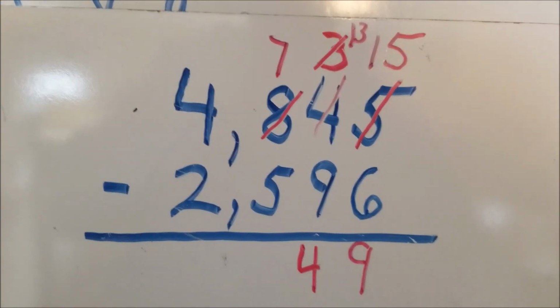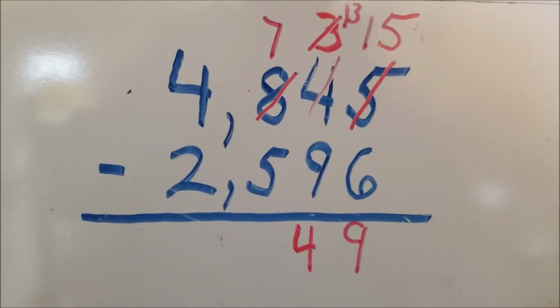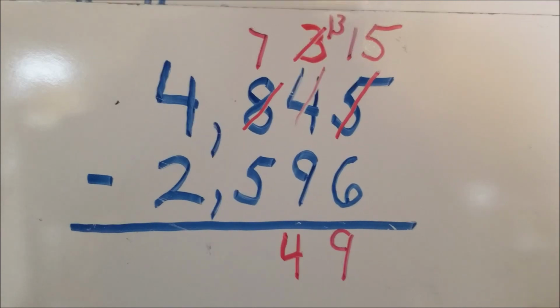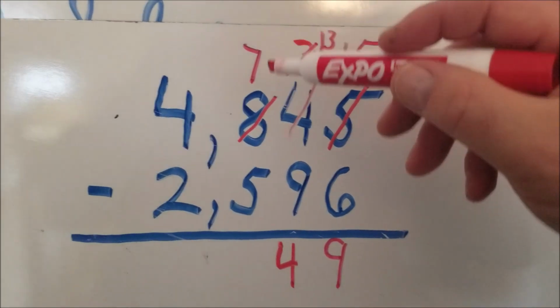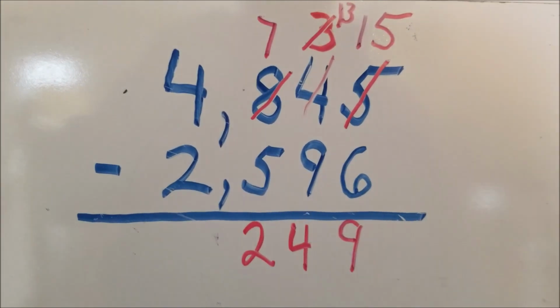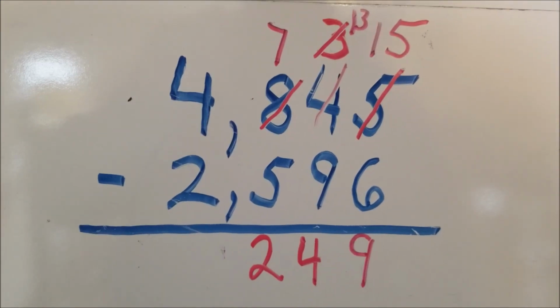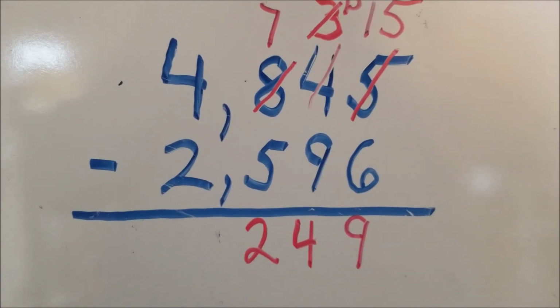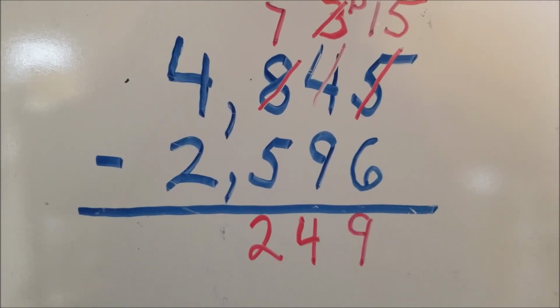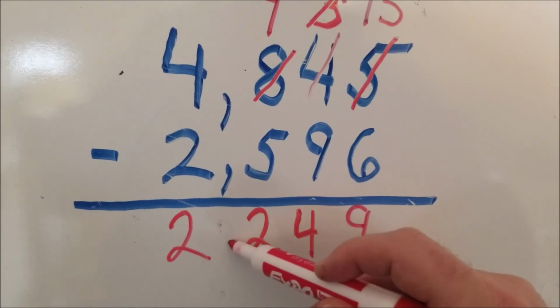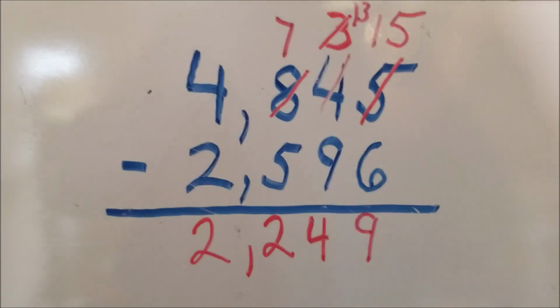Now, let's take a look at our hundreds. We have 7 subtract 5. Can we do that? Yes, we can. So 7 subtract 5 is 2. Awesome. We're almost finished here. And now, of course, we have our thousands column. 4 subtract 2 is going to equal 2. Put our comma in there between the thousands and the hundreds.